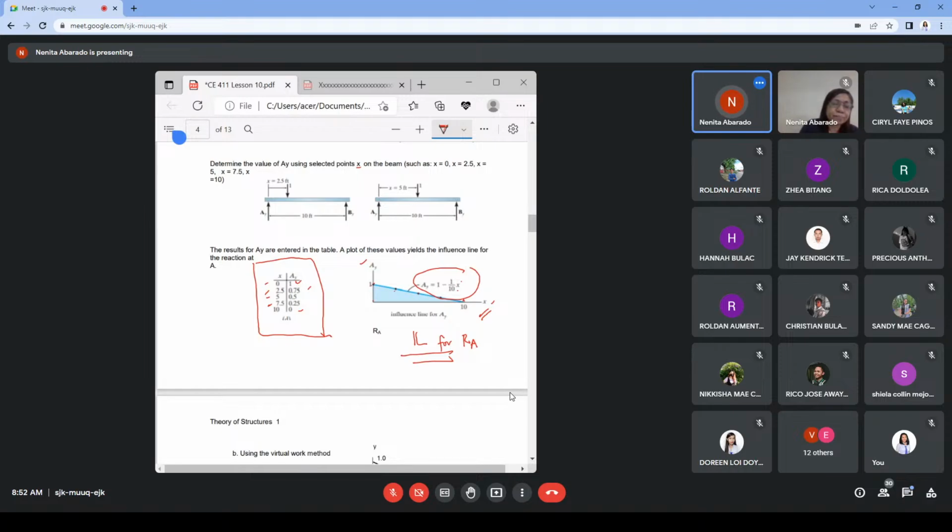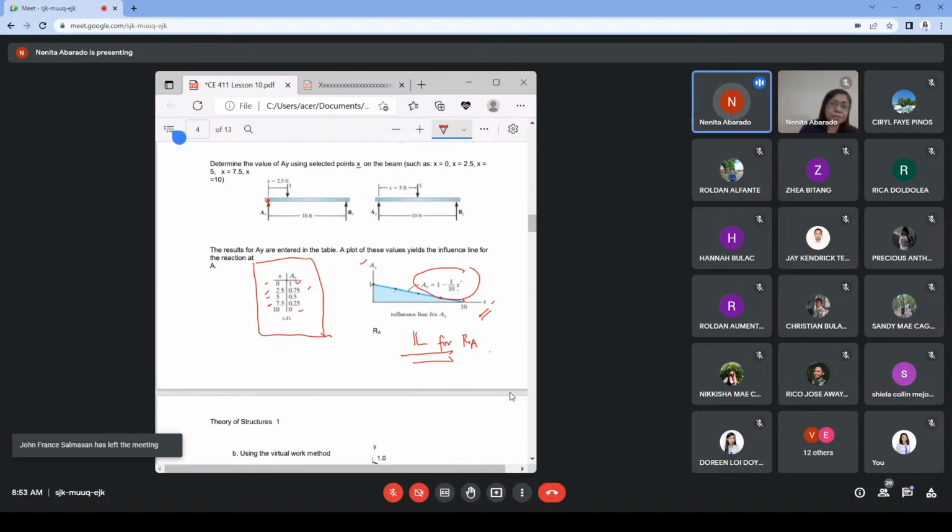Meaning to say, at this point, if your vehicle is here, the influence of the support on your loading is large. At this other support, its influence is zero. At point A, the maximum influence is large. Okay, so this is now the influence line diagram for the reaction at A.